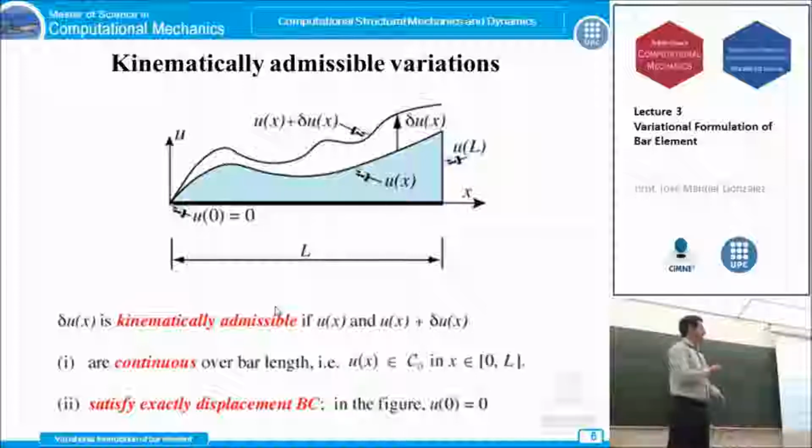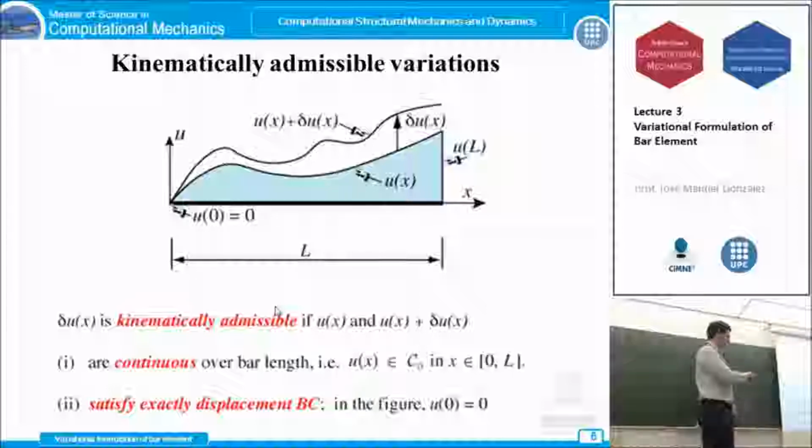We consider a variation, a kinematically admissible variation, of this displacement function. So let's consider this delta u(x) as an admissible variation of this displacement function. This variation must satisfy, again, these two conditions. So we call it a kinematically admissible variation of the displacement function if the continuity is respected and the boundary conditions are respected as well.